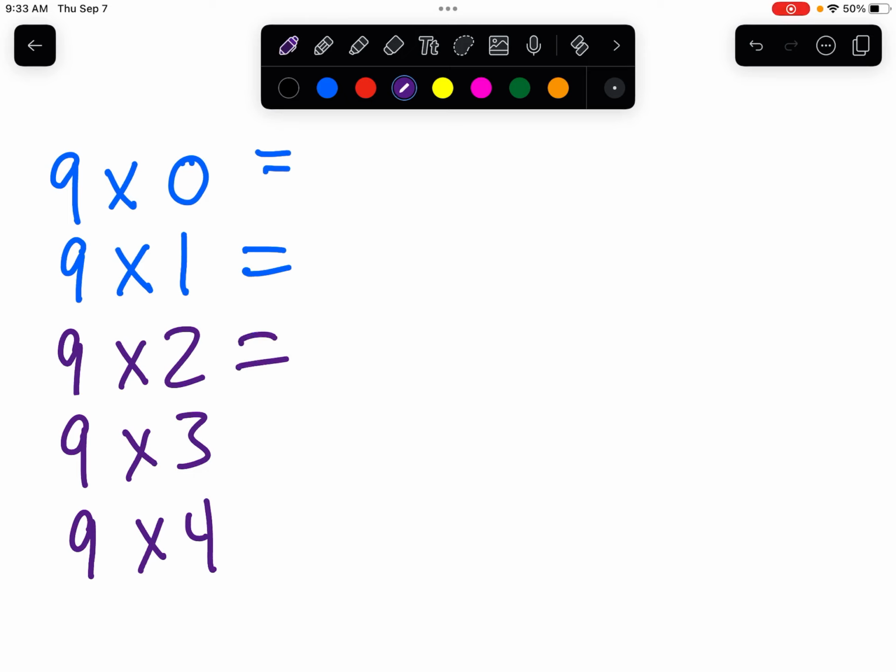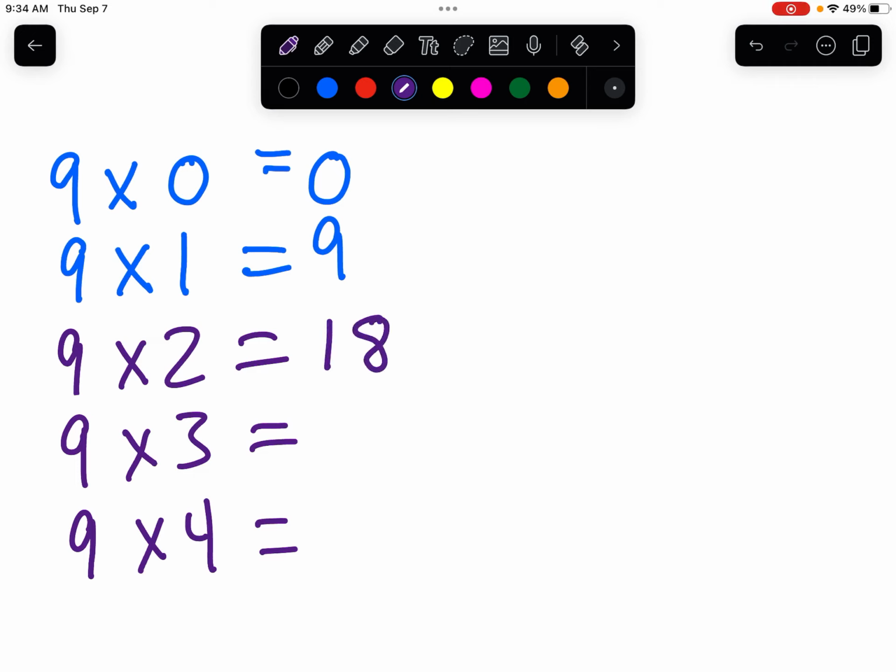So here's the deal. We'll start with 9 times 0. 0 times any number is 0, so we know that already. 1 times any number is the number itself. So 1 times 9 is 9. But now it gets interesting because we are going into numbers 2 through 9, and there's a special helpful trick to help you remember. 9 times 2 is 18.